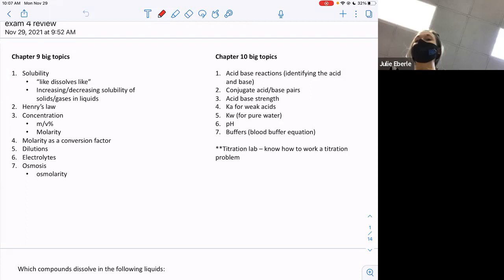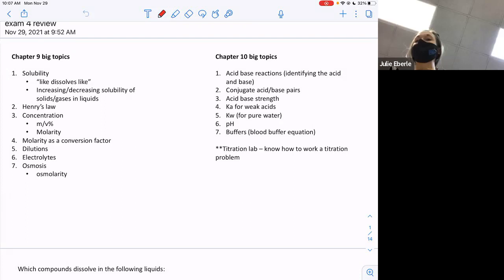And then Kw, you've got pure water. If I ask you what's the concentration of H plus or what's the concentration of OH minus, the easiest way to solve for that is with Kw, okay? And it doesn't have to just be for pure water, it's for any acid or base solution, because water is present, we can use that, okay? And then buffers, the Henderson-Hasselbalch equation, we're going to work upon that.